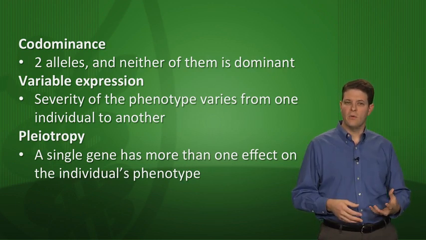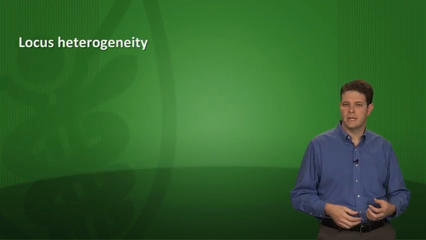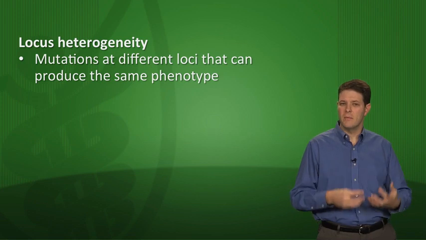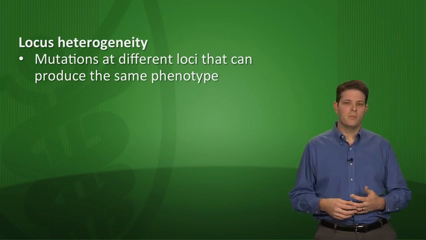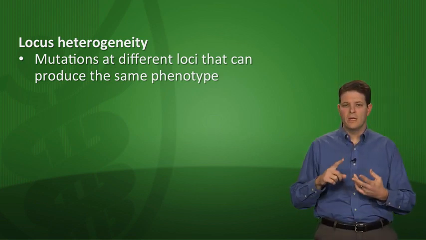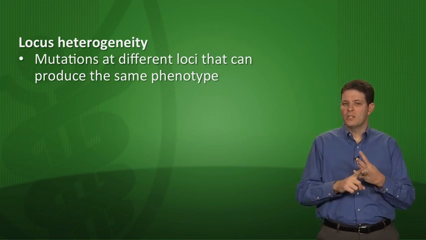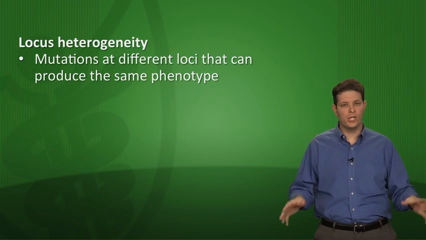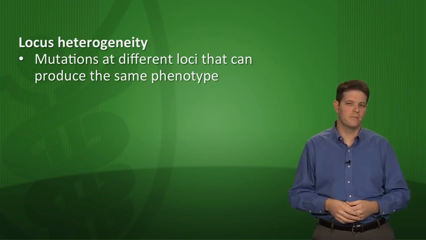The converse of that would be something called locus heterogeneity. This is where you have mutations at different loci that can produce the same phenotype. Some examples would be the fact that Marfan syndrome, MEN2B, and homocystinuria will all cause a similar Marfanoid body habitus. So very different genes, but similar phenotypic expression.